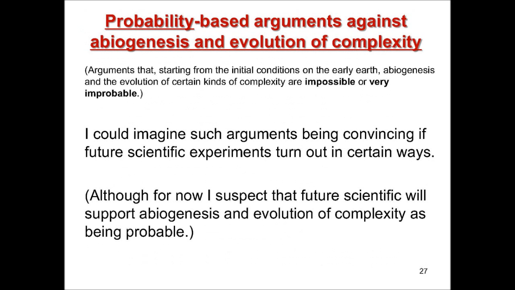All right. Now, probability-based arguments against abiogenesis and evolution of complexity say that, starting from the prebiotic Earth, it's impossible or very improbable to generate life. And I could imagine such arguments being convincing if future scientific experiments turned out certain ways, although I suspect right now that those future scientific experiments will turn out other ways and find that abiogenesis is indeed pretty probable.